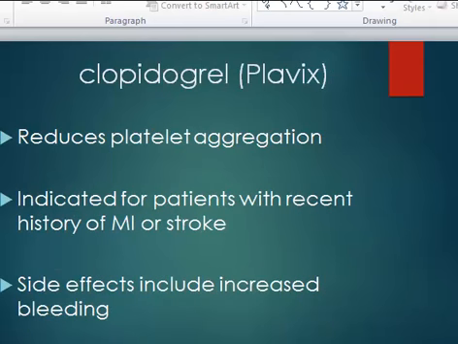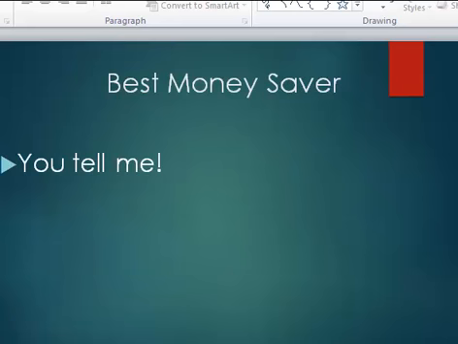And Plavix. Someone's had a recent MI or stroke, right? This also reduces platelet aggregation. But there's another drug, right, that's our best money saver that reduces platelet aggregation, makes them nice and slippery, and I want you to tell me. Those other two drugs that we talked about are big money, all right? What's another drug that's cheap that we can take to make our platelets slipperier?